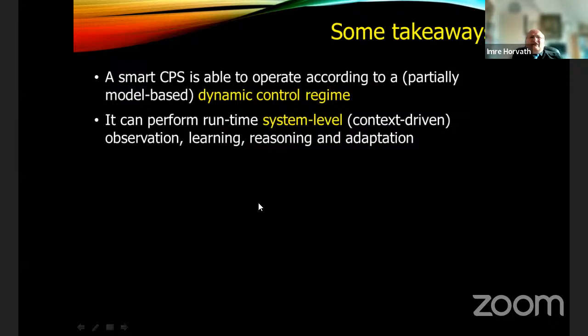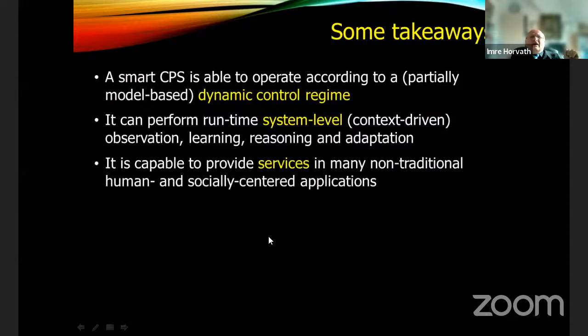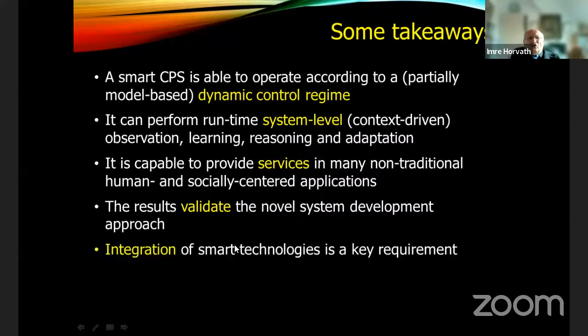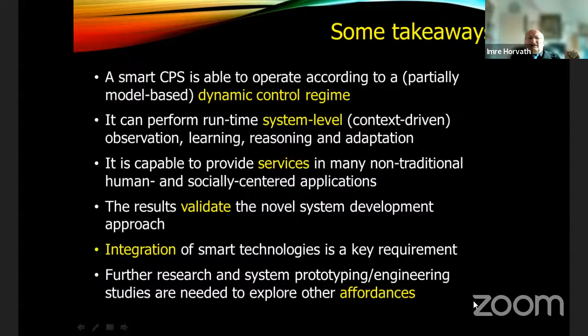Tomorrow I will show you a different example from a completely different field where the traditional control mechanisms are not working. You could see what we mean by system level reasoning, learning, and adaptation. Here, you could see what we thought about the services, which were rehabilitation services or informing services, but there can also be transformative services in different systems. We always try to validate whether the novel systems are working or not. And obviously, we also proved that smart technology integration was a necessity in every particular case.